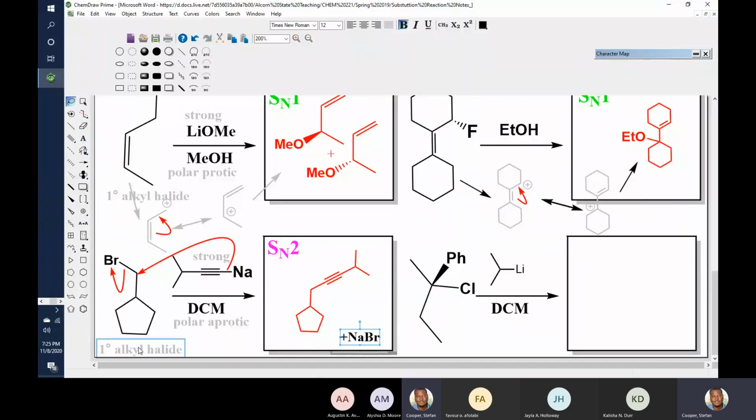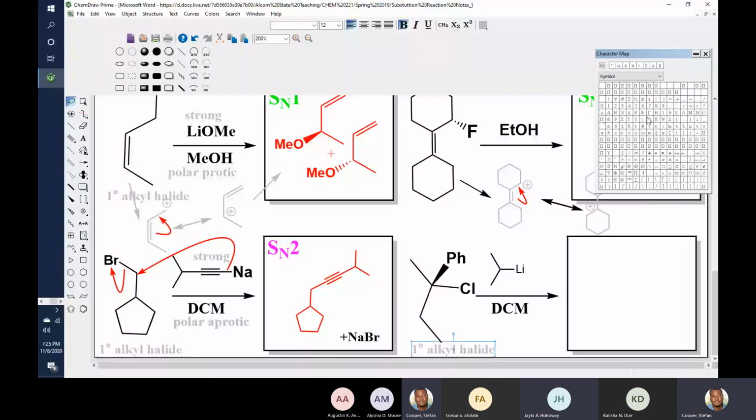All right, what type of alkyl halide is this last problem here? Secondary. One more time. Primary. Oh, benzylic. All right, this last one is a tertiary benzylic alkyl halide. Why is it benzylic? Is it because of the phenyl group? Yep, next to a phenyl ring.